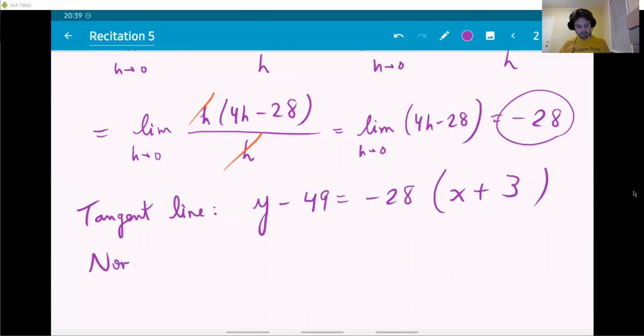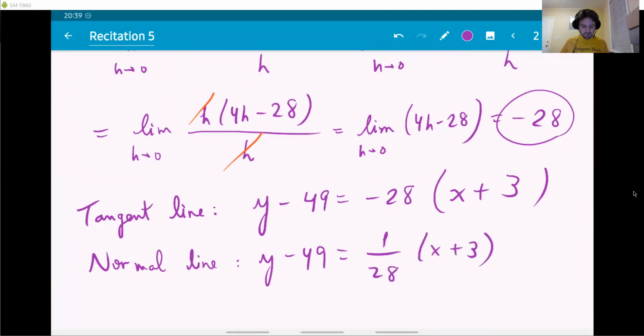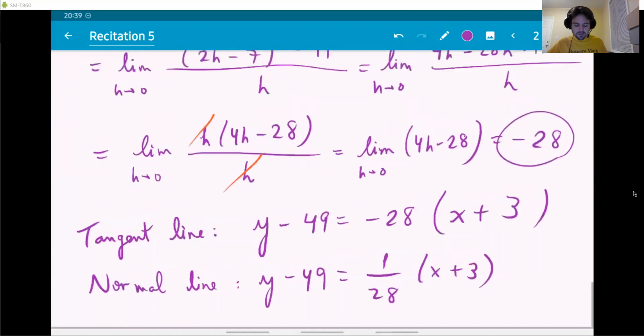Normal line is the same. Only difference is the slope. If the slope of the tangent line was minus 28, the one for the normal line will be plus 1 over 28. So that's it for this problem. I will leave item C to you.